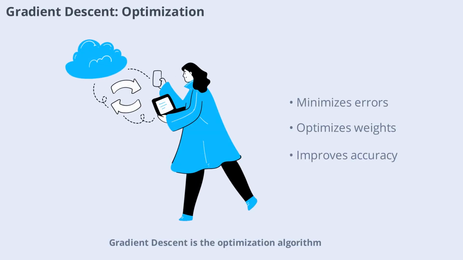Gradient descent is the optimization algorithm that fixes the mistakes identified by backpropagation. Picture yourself on a foggy mountain, trying to find the lowest point. You look at the slope beneath your feet and take a step in the steepest downward direction. Gradient descent does this mathematically, minimizing errors and perfecting the model. By repeatedly adjusting the network's weights and biases, gradient descent ensures that the model becomes more accurate with each iteration.